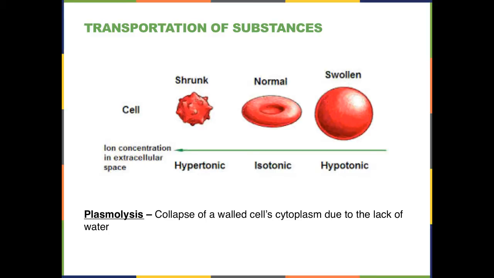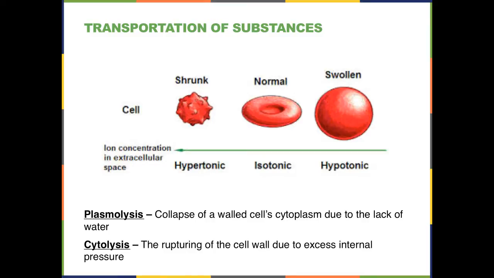It's the collapse of the walled cell cytoplasm due to a lack of water, because the water is all passed out of the cell in order to try to dilute the concentration of the molecules outside the cell. The center is the normal situation, and on the right is a situation where you have low concentration outside the cell, so fluid flows from outside to inside the cell. The cell becomes swollen and then ultimately can rupture.